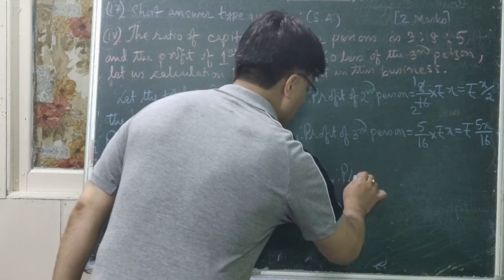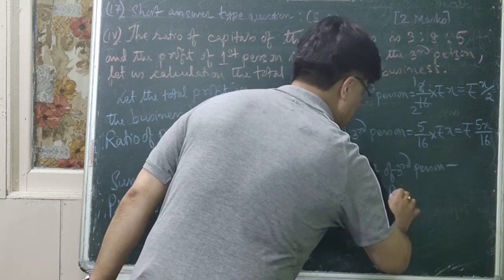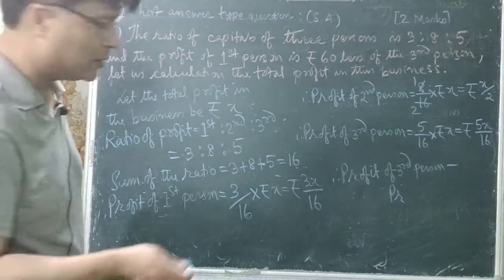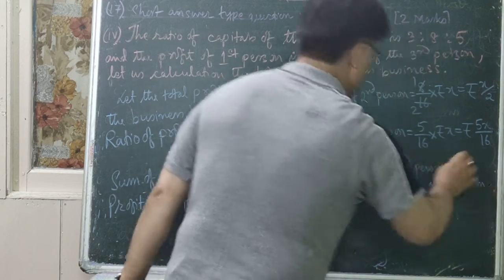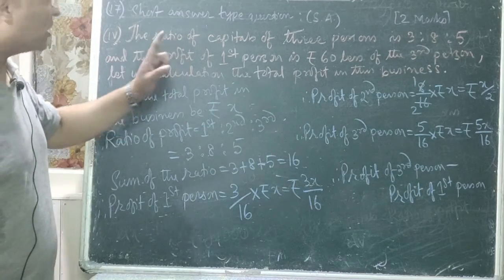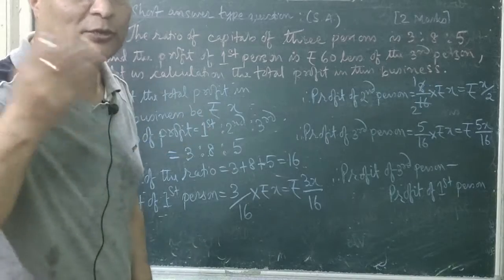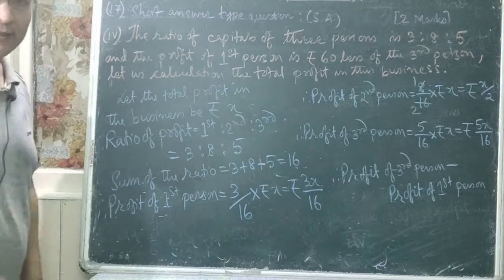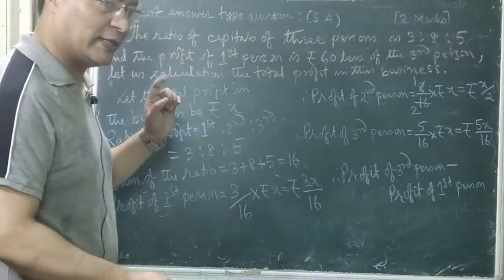Therefore, profit of third person minus, write as much as possible in one line. So I am writing it in the next step. Okay? So profit of first person. Okay? Here, profit of third person is more than profit of first person, as given in the question. The question says the third person's profit is how much more than the first person's profit? Rupees 60. Or the first person's profit is 60 less than the third person's profit. Okay? That means profit of third person is more than profit of first person. So first we find how much more it is.